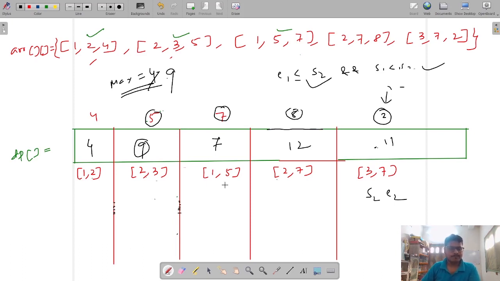Alright. So my max is 12 here in this array. The 12 is my answer, right? 12 is my answer. So now let's code.